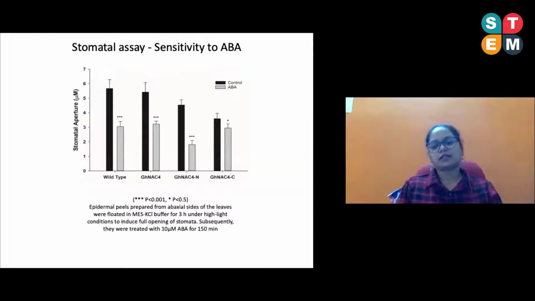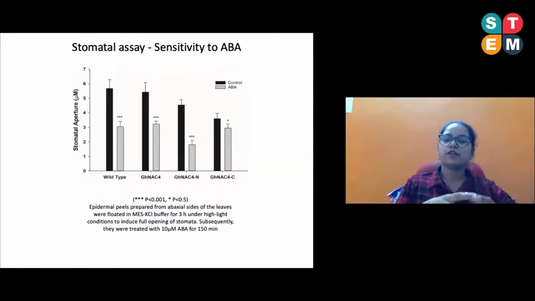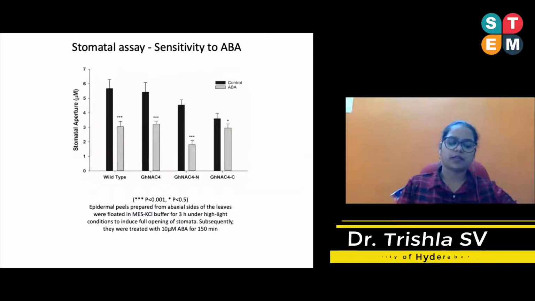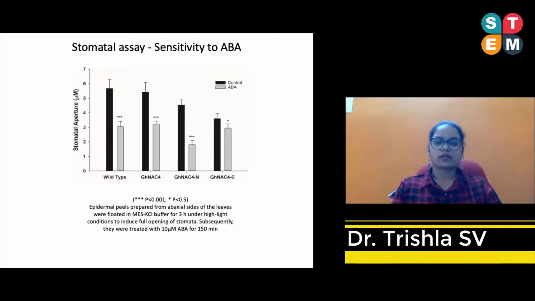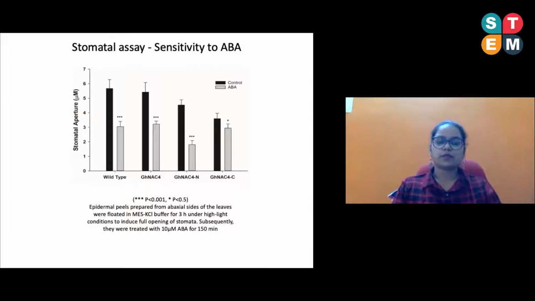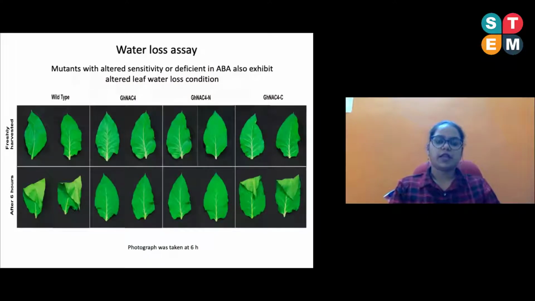After studying this differential behavior of the transgenics to ABA, we wanted to see if they also showed difference in stress tolerance. So for this, we performed an assay called the water loss assay. In this, leaves were excised from the wild type and the transgenic plants, and the water loss was examined over a period of time.